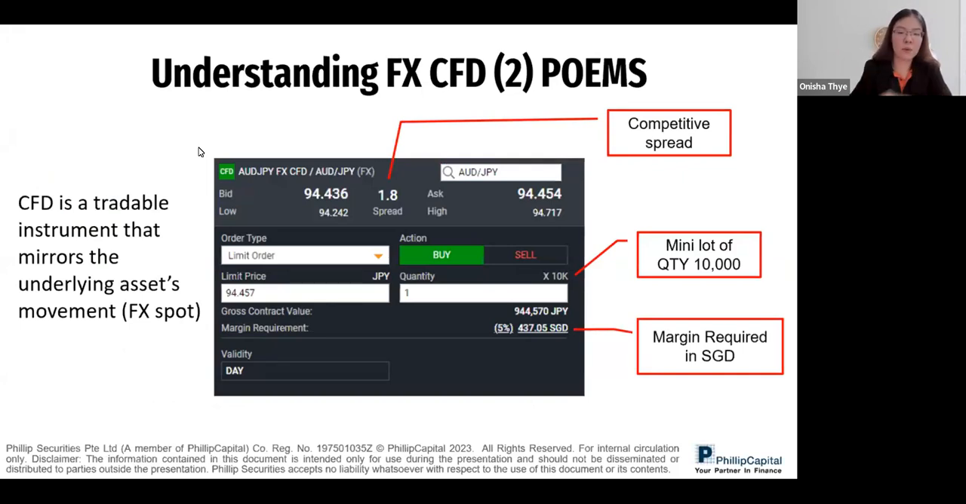So here on the platform, as you can see, here is the Australian dollar Japanese yen FX CFD. Here we can see the spread provided is 1.8, and on our platform we provide a mini lot of 10,000 instead of the normal lot of 100,000. This lets you see how much Singapore dollar you would need to open an Australian dollar Japanese yen contract, where in this case it is around $438 to open 1 Australian dollar Japanese yen FX CFD.